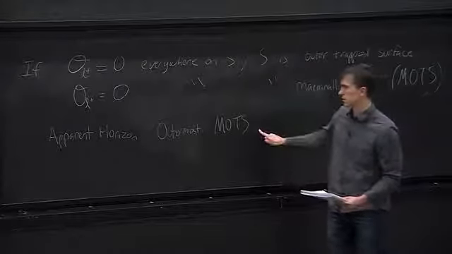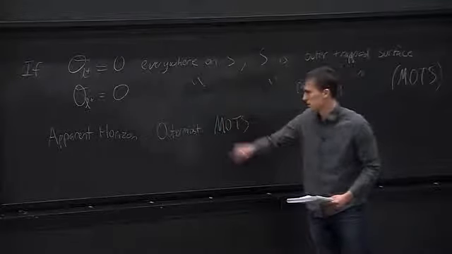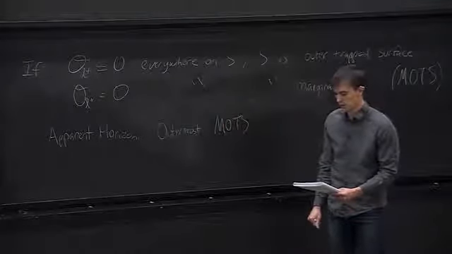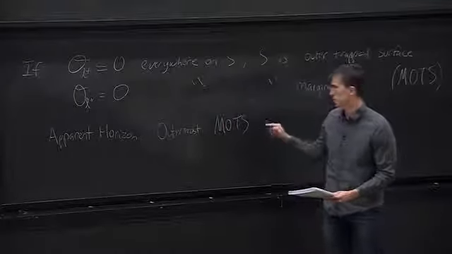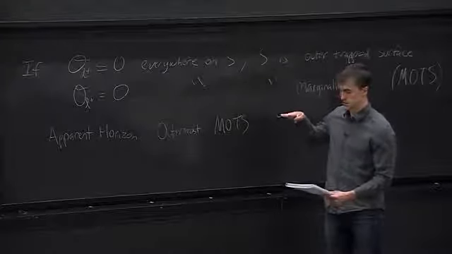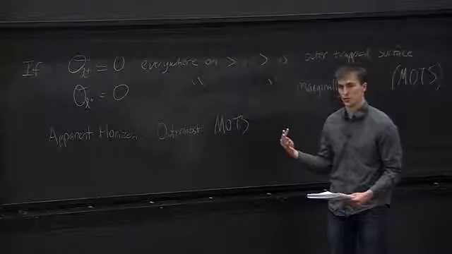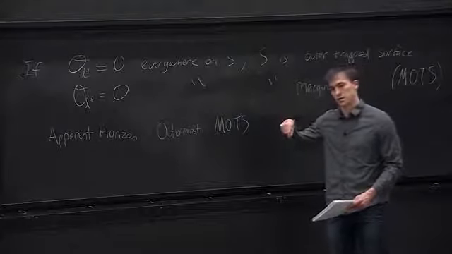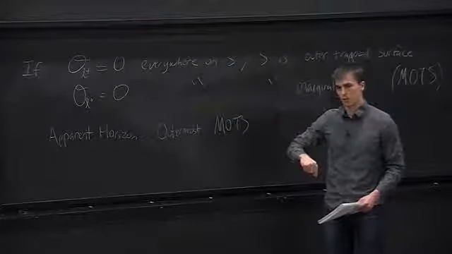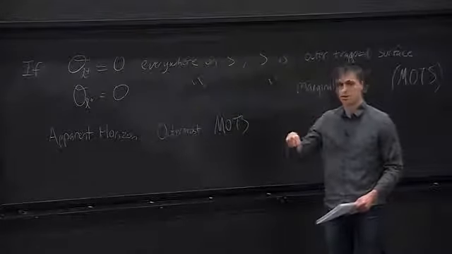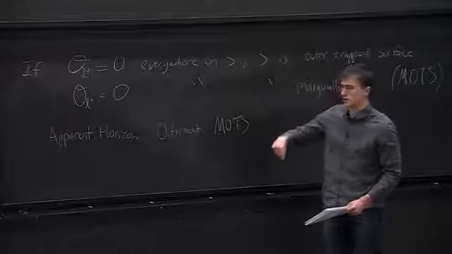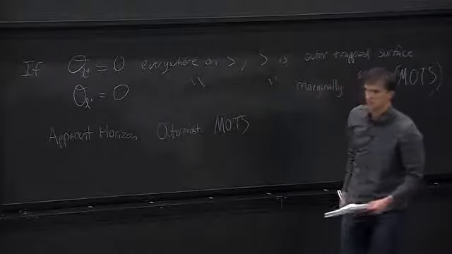So this differs slightly from the original definition that Hawking gave of apparent horizon, which is similar, but basically is just the boundary of the trapped region. And the trapped region is just a region where any given point is contained on some surface that's trapped by this definition.